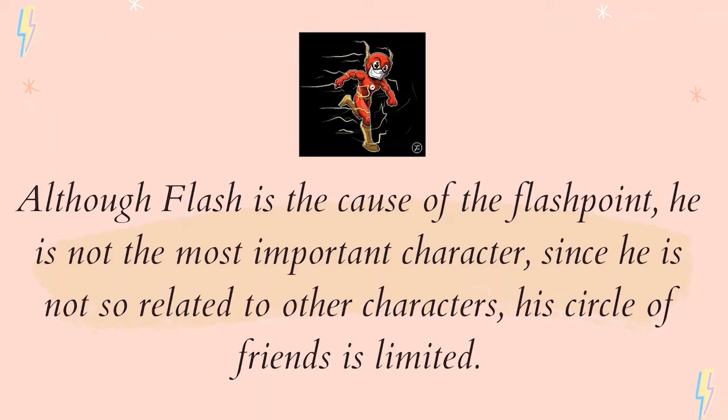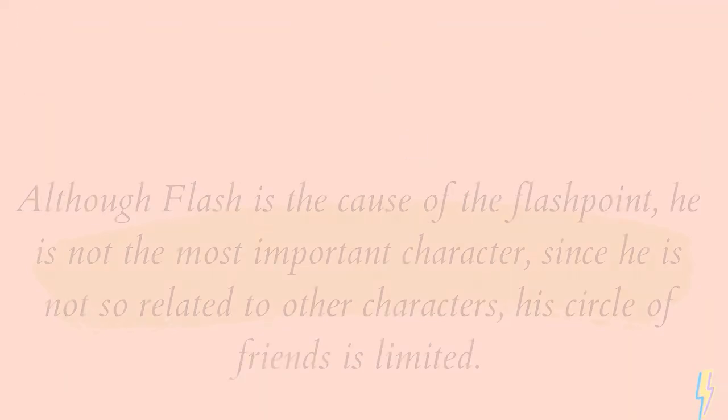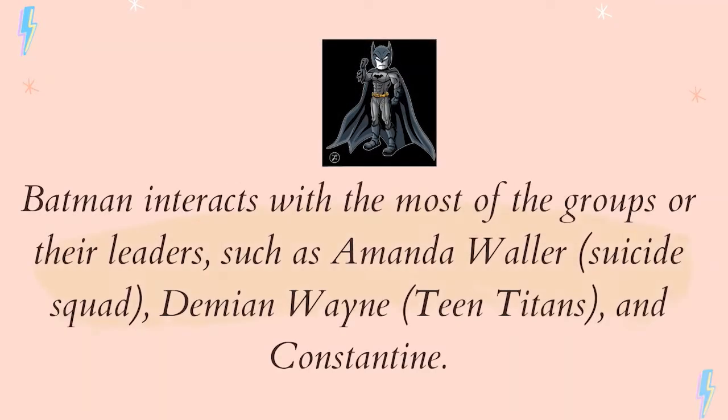Although Flash is the cause of the Flashpoint, he is not the most important character, since he is not so related to other characters. His circle of friends is limited. Batman interacts with most of the groups or their leaders, such as Amanda Waller, Damian Wayne, and Constantine.